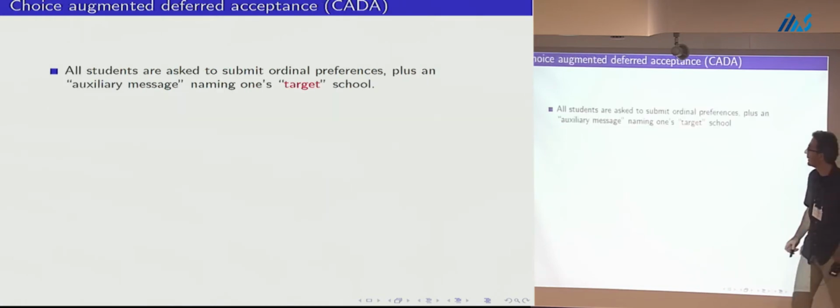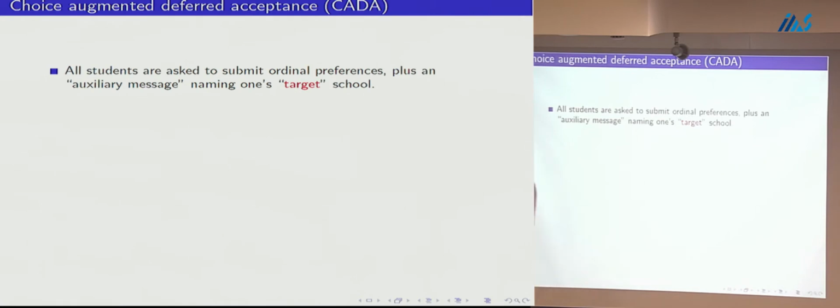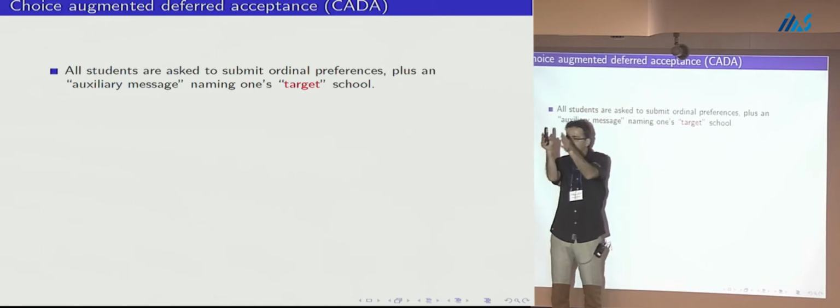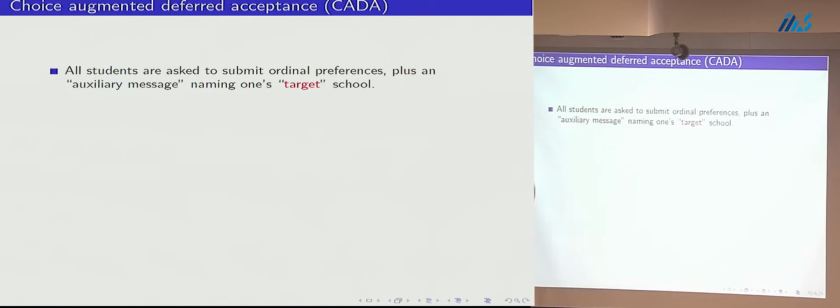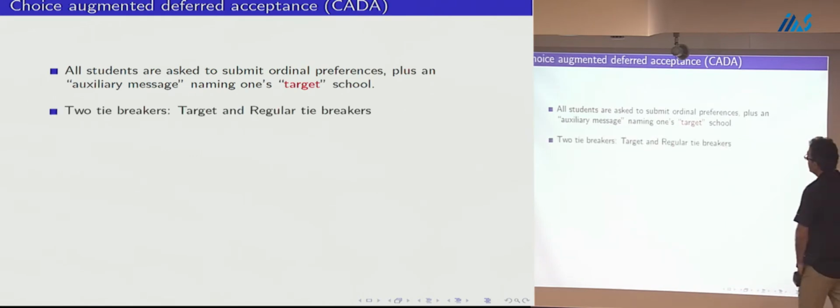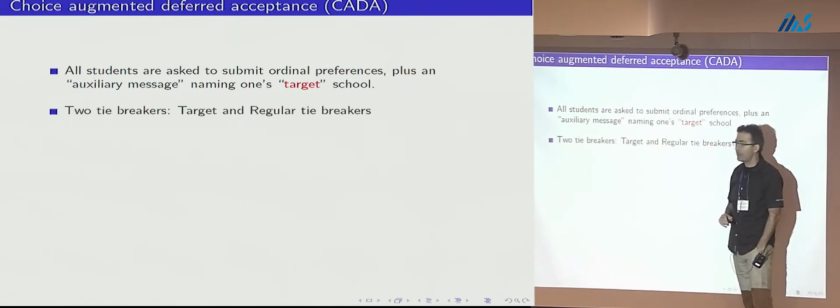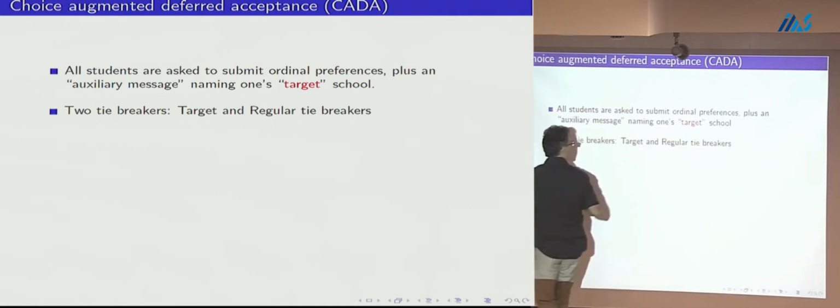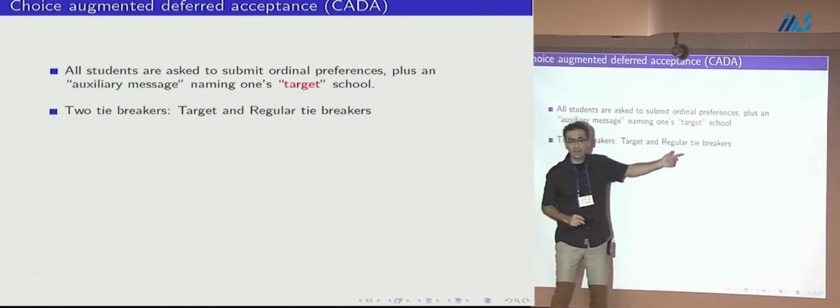And the answer is going to be yes. And how am I going to do that? I am going to introduce a new deferred acceptance mechanism, which we are going to call choice-augmented deferred acceptance. It's going to be as before. Every student is going to be asked to submit ordinal preferences, and we would like to extract this information truthfully. But we will also ask them to send an auxiliary message, which we are going to call the target school. So which school are you targeting? I'm going to tell you how this is going to work in a minute. We are also going to have two tiebreakers, a target tiebreaker and a regular tiebreaker.